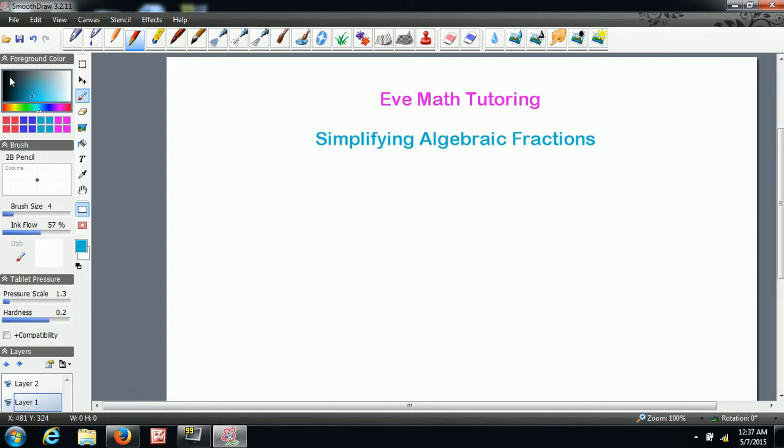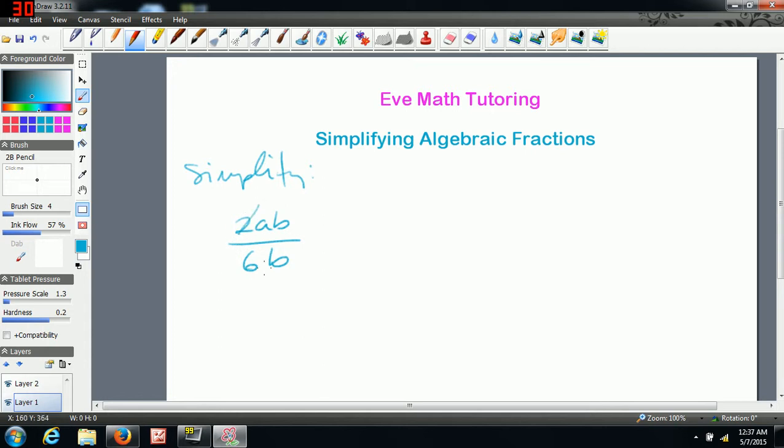Today's lesson is on simplifying algebraic fractions. So let's start off with an easy example. Say you're asked to simplify something like this. If you're given something like this, what you're going to do is see what you can cancel out from the top and the bottom. It's kind of like simplifying regular fractions. For the numbers, you just do what you would with regular number examples.